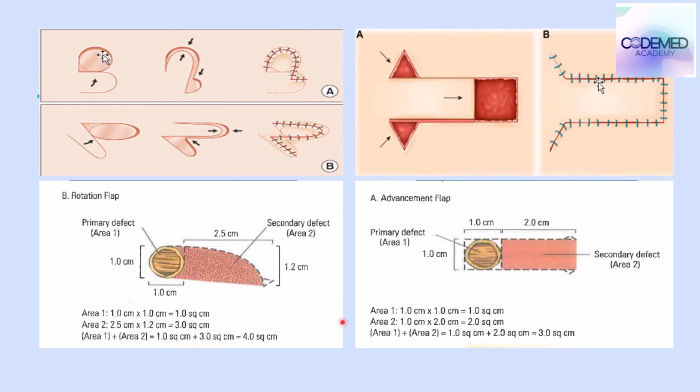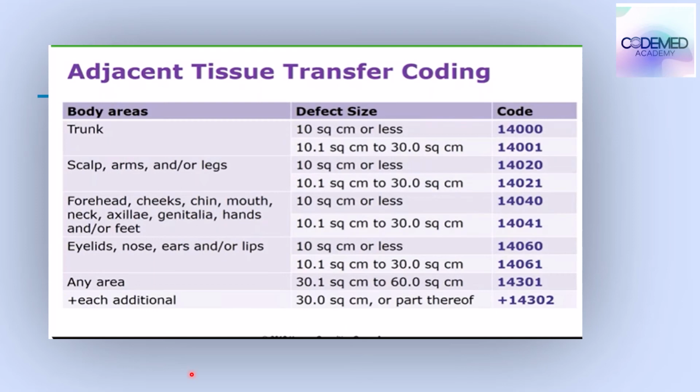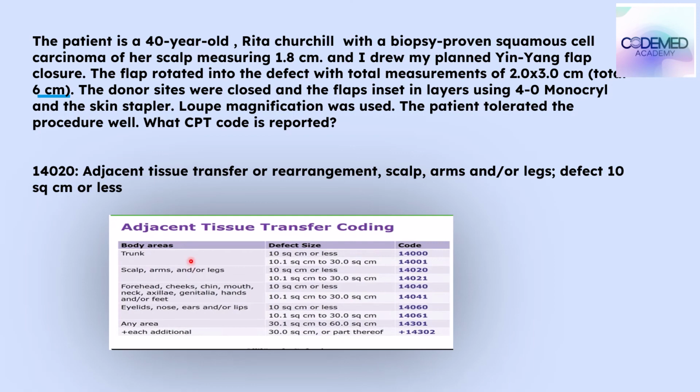So always pay attention to these examples. They help you to understand your concept better. So these are the codes for the adjacent tissue transfer. This is the defect size. These are the codes, and these are the body areas. And remember, all these three are very important because depending upon that, the code varies. So let us take the example.